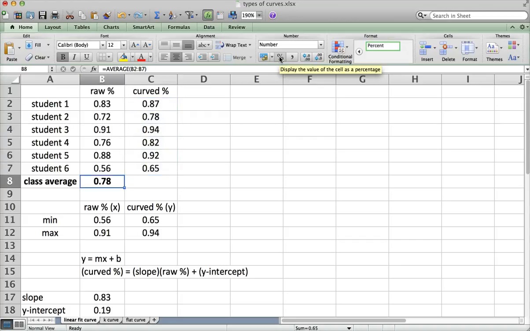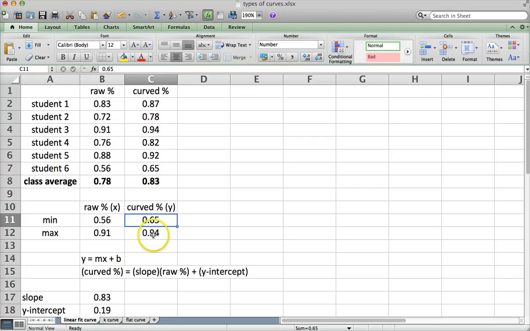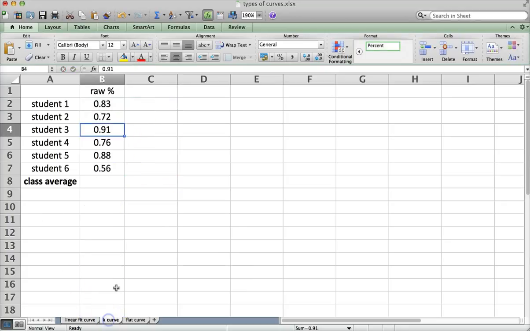And then I calculate the average. I'm just going to move this equation over. Whoops. There we go, average. Okay, so why did I do it this way? Well, now I can just go in and say, what if I make the highest grade a 96? Ooh, that brings the average up to an 84. What if I make this a 63? Okay, now it's an 83 again. So that's why I like referencing the slope and y-intercept in these equations. Okay, K-curve.